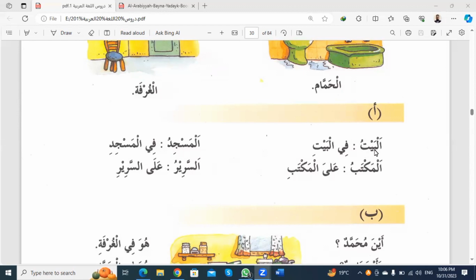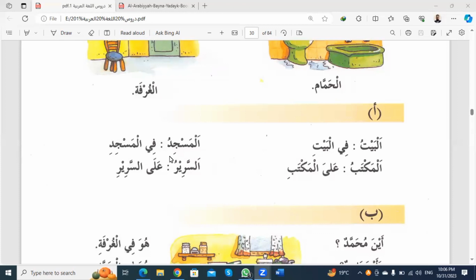So this is al baytu, which means the home, the house. And fil bayt means in the home. Got it? Did you say fil bait? Yes, so it's right. The a becomes silent. After that the "al" becomes silent. So this is fil bayt.